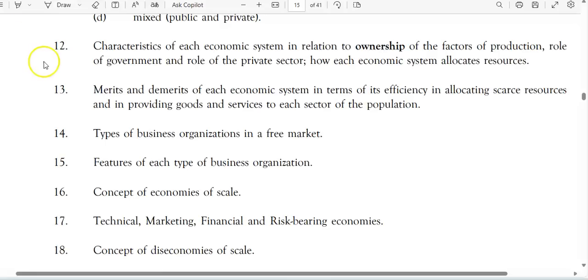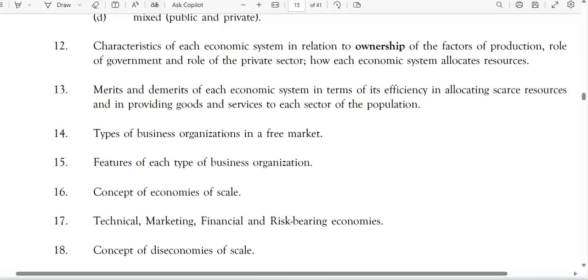All right, so we're going to go to the merits and demerits of each economic system in terms of its efficiency in allocating scarce resources and in providing goods and services to each sector of the population. Now, merits and demerits of each economic system focus on their efficiency in allocating scarce resources and providing goods and services to different segments of the population.